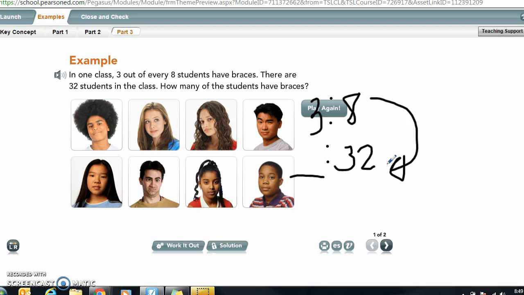Well, I know that 8 times 2 is 16. 8 times 3 is 24. So it has to be times 4. I get to 32 by 8 times 4. So if I times by 4 here, I need to times by 4 here. What's 3 times 4? 3 times 4 is 12. So I should expect 12 students to have braces.